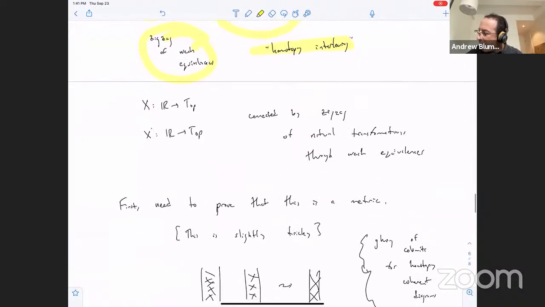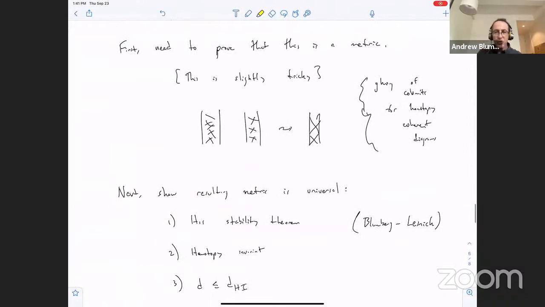So now it's not trivial. It is true, but it is not trivial to prove that this is a metric. Because you're asking a question: if I have a homotopy coherent diagram like this and a homotopy coherent diagram like that, and I put them together, can I produce from them some homotopy coherent diagram like this? And so there's some kind of homotopical question about gluing homotopy coherent diagrams. And it turns out the answer is yes, but that takes a little bit of work.